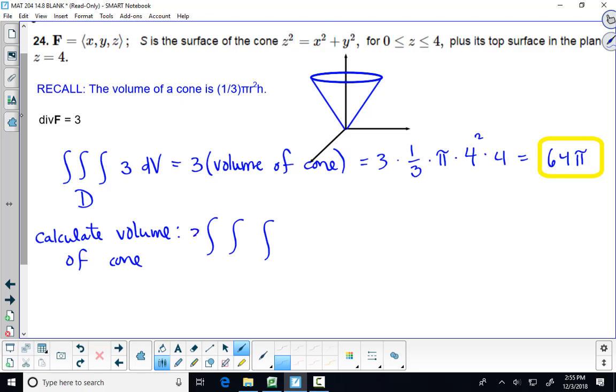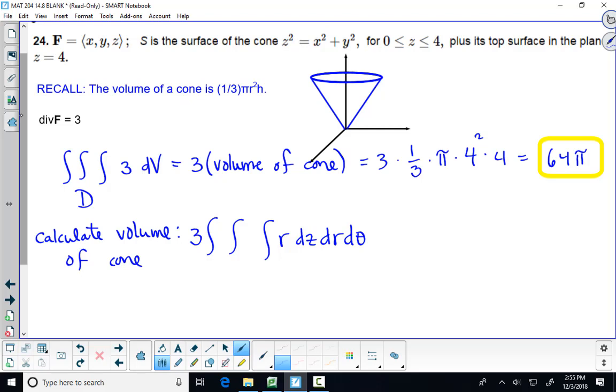So triple, I'm going to factor the 3 out to the front. So cylindrical coordinates, we're going to have a dz, dr, d theta, but then there's also going to be an r in there. So r dz, dr, d theta.